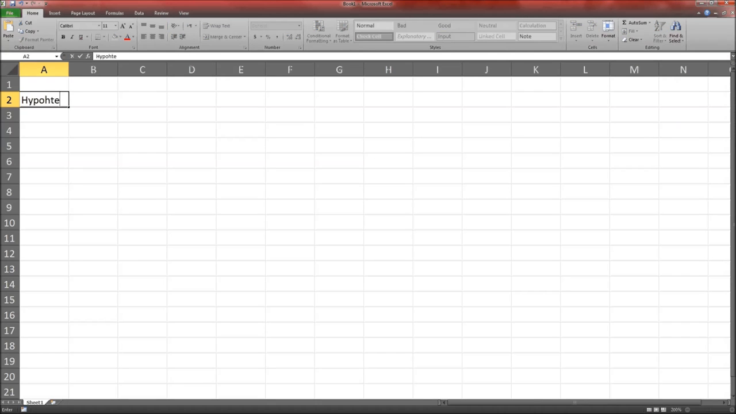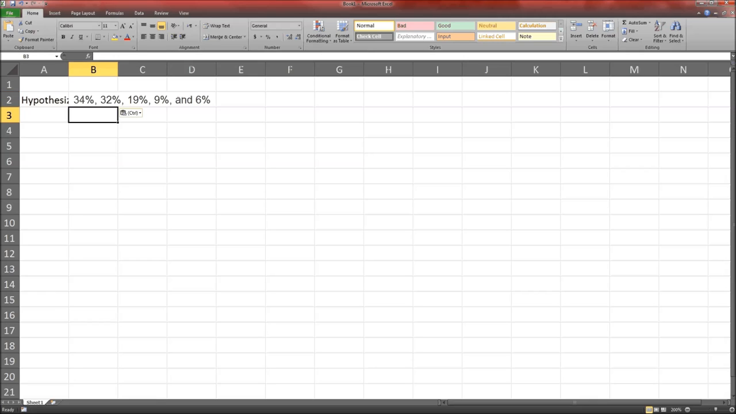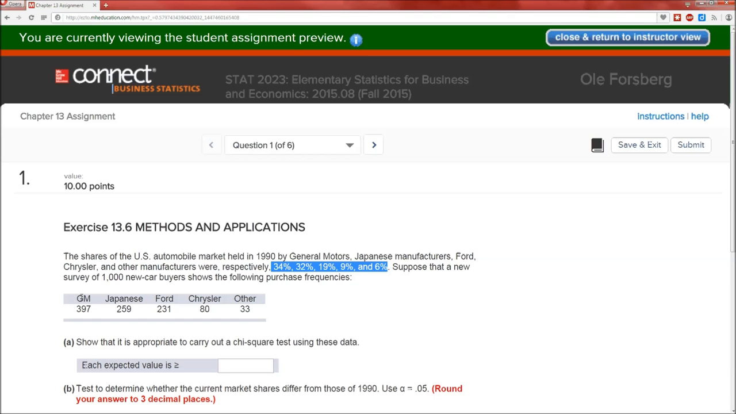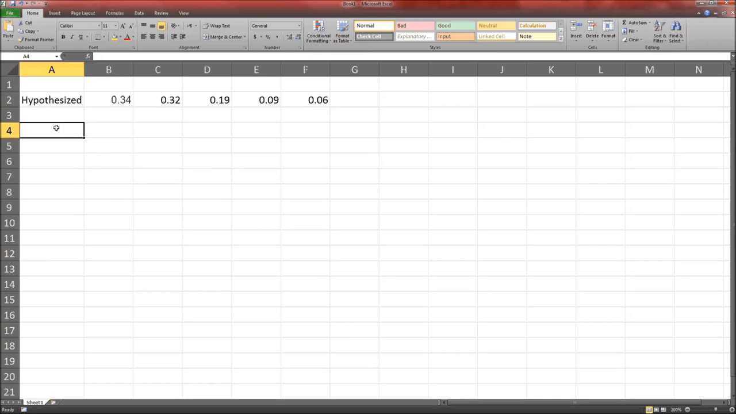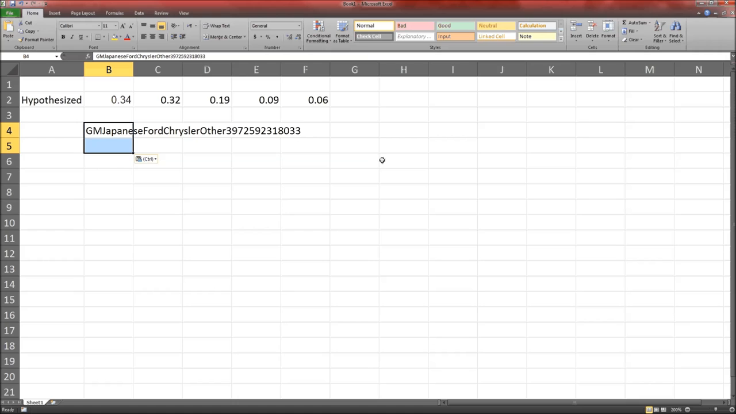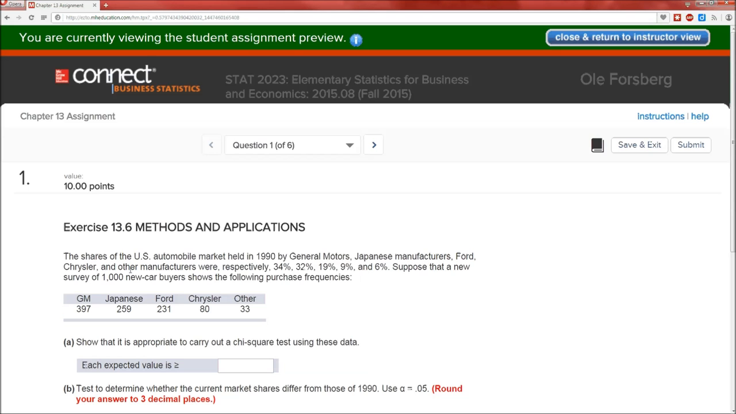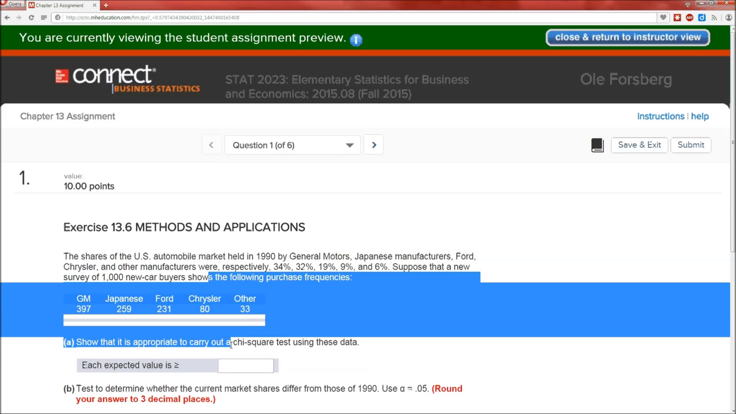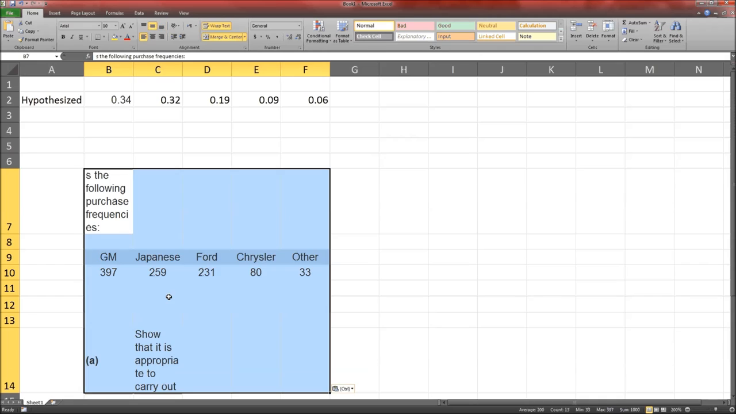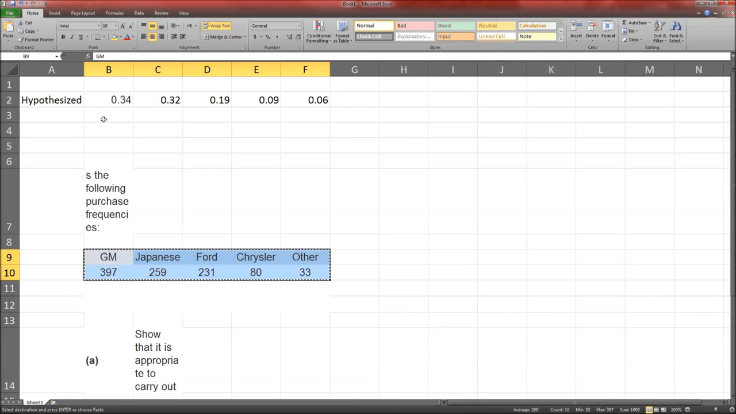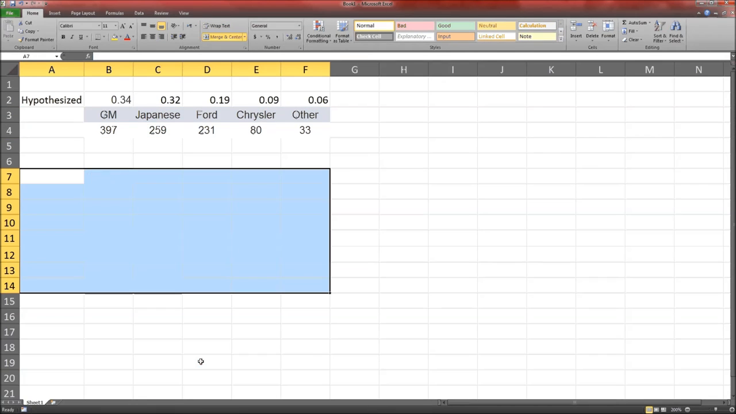Hypothesized values: .34, .32, .19, .09, .06. Here's what we observed. Well, that didn't copy too well. Let's try it again. Sometimes picking up more than just the table helps. There we go. There's the table. You can delete everything else.